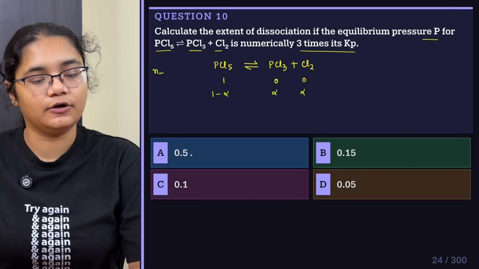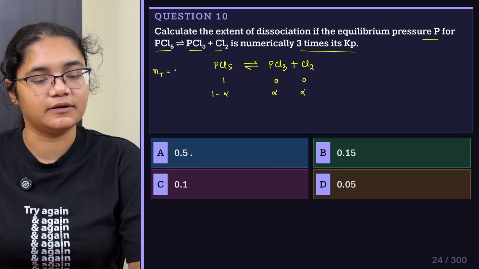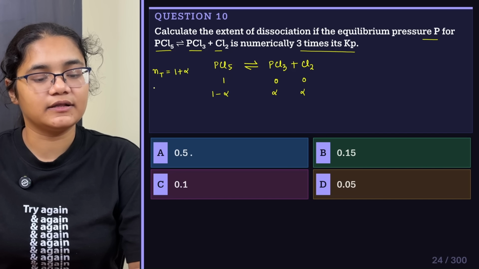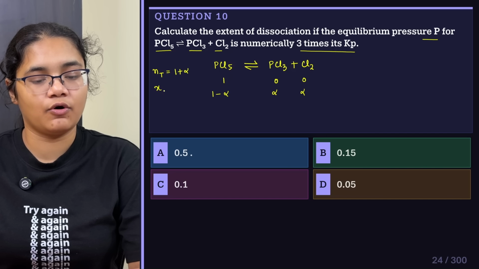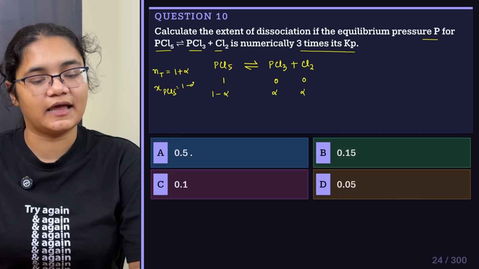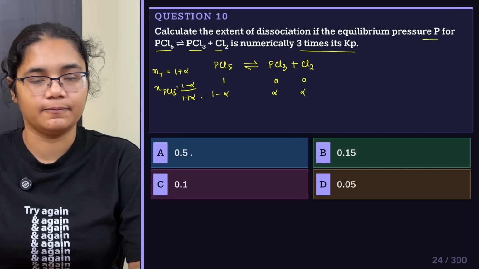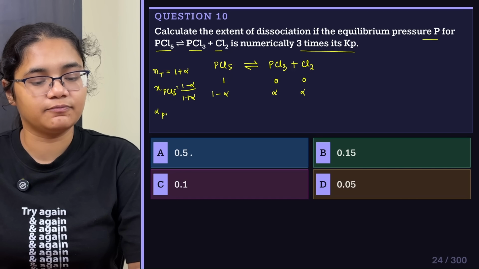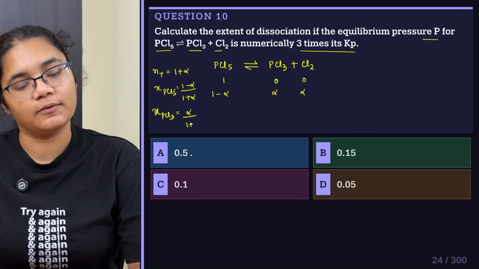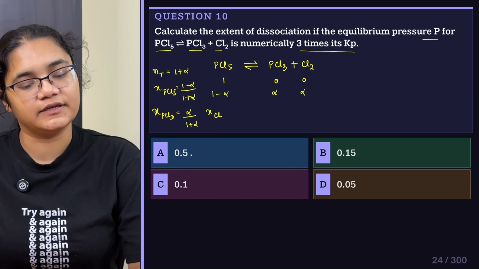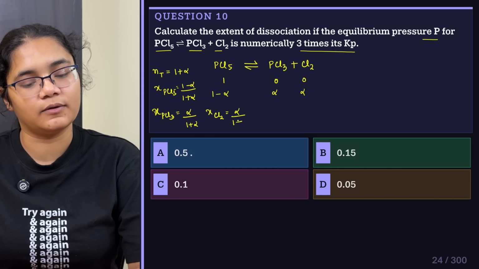So what is the n total here? n total is 1 plus alpha, right? Now what is the mole fraction of PCl5? That will be equal to 1 minus alpha by 1 plus alpha. Okay, now what is the mole fraction of PCl3? Mole fraction of PCl3 is alpha by 1 plus alpha. Mole fraction of Cl2 is alpha by 1 plus alpha.